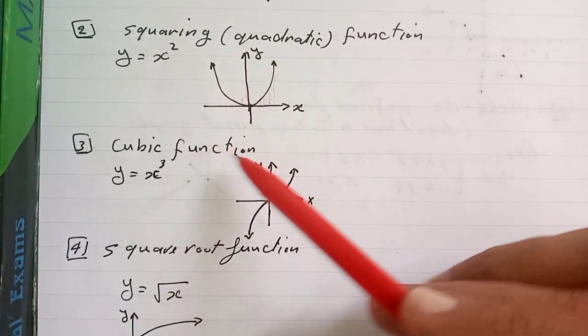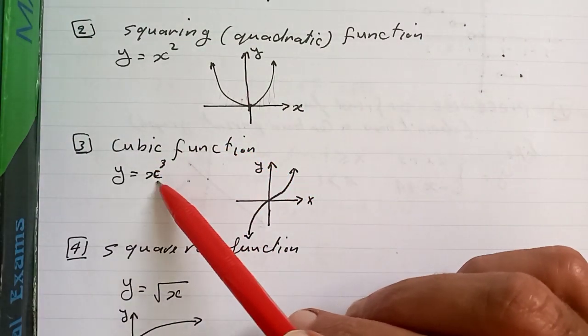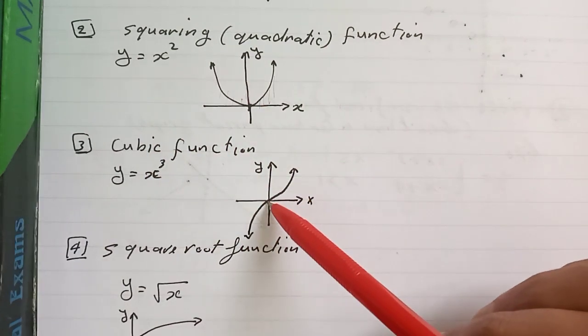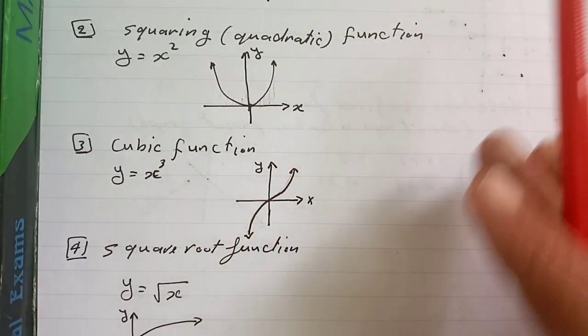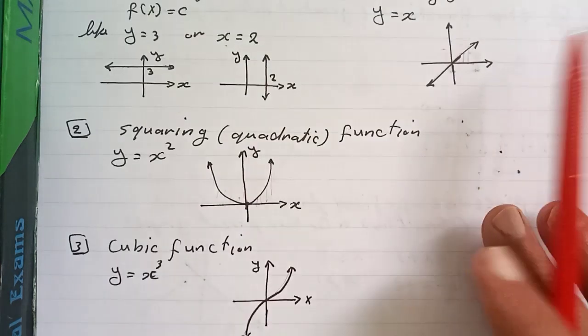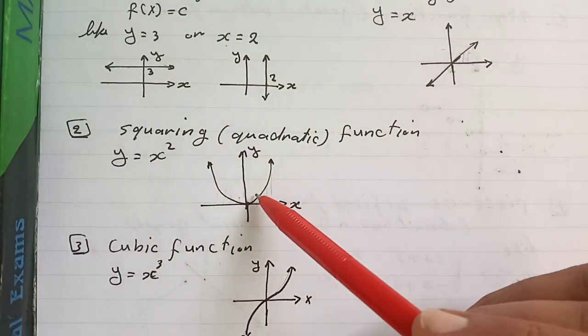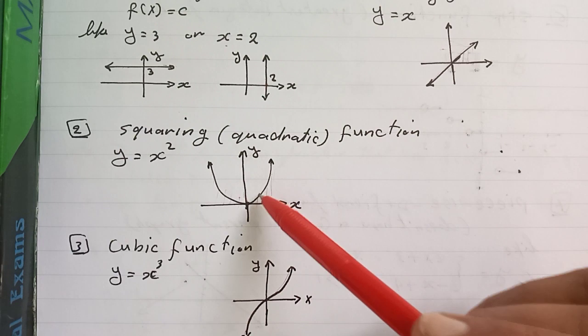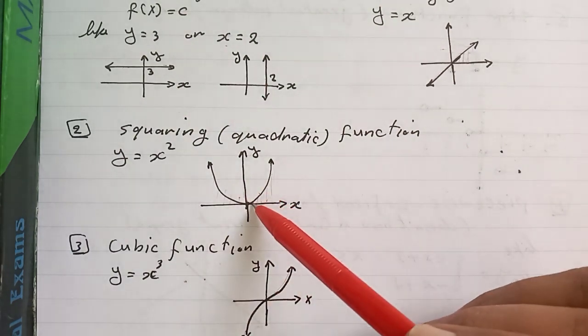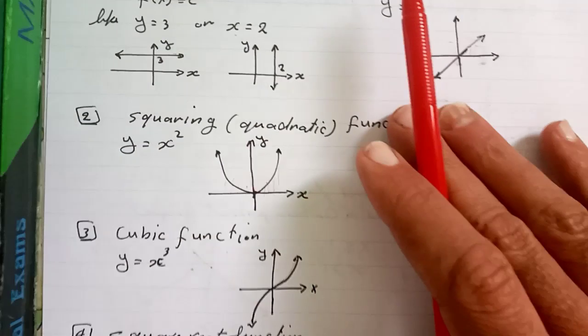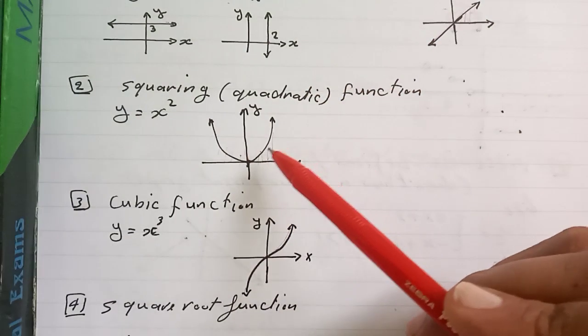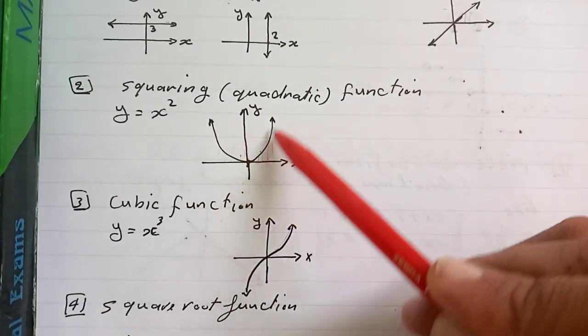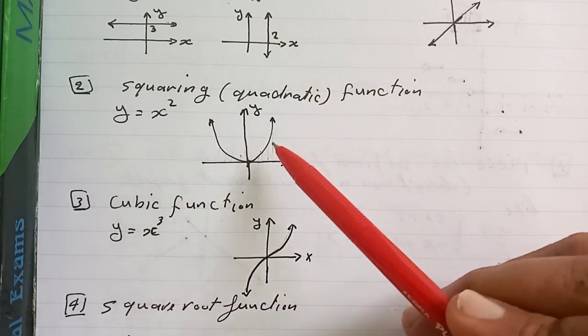The cubic function has a parent graph y equals x cubed, and this is the shape of y equals x cubed. Look, before I leave this one, this is called an even function, but this is called an odd function. Why is this called an even function? You can know the even function from the graph. It is symmetric around the y-axis.